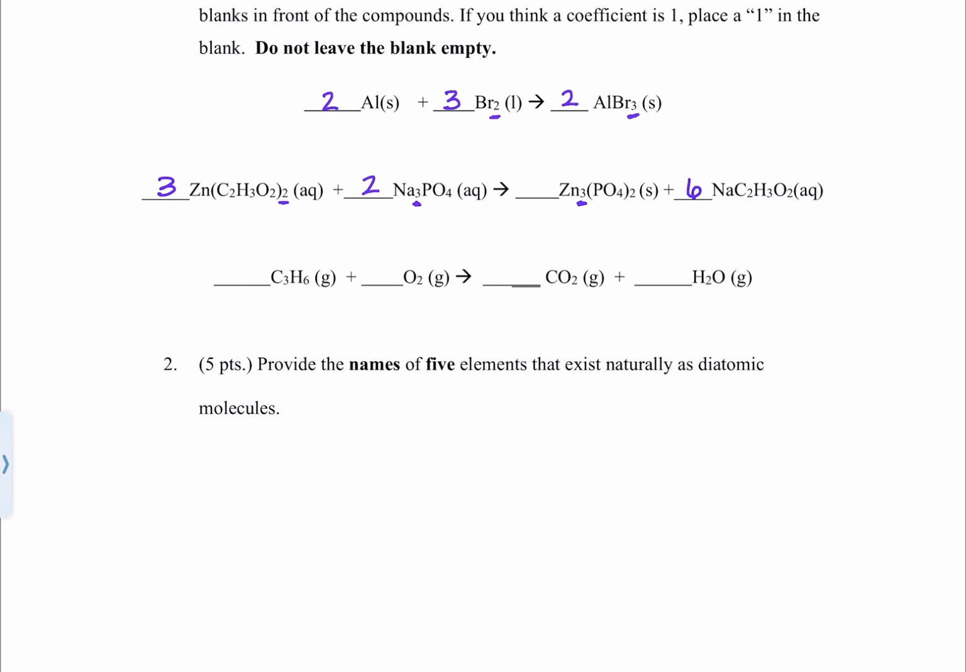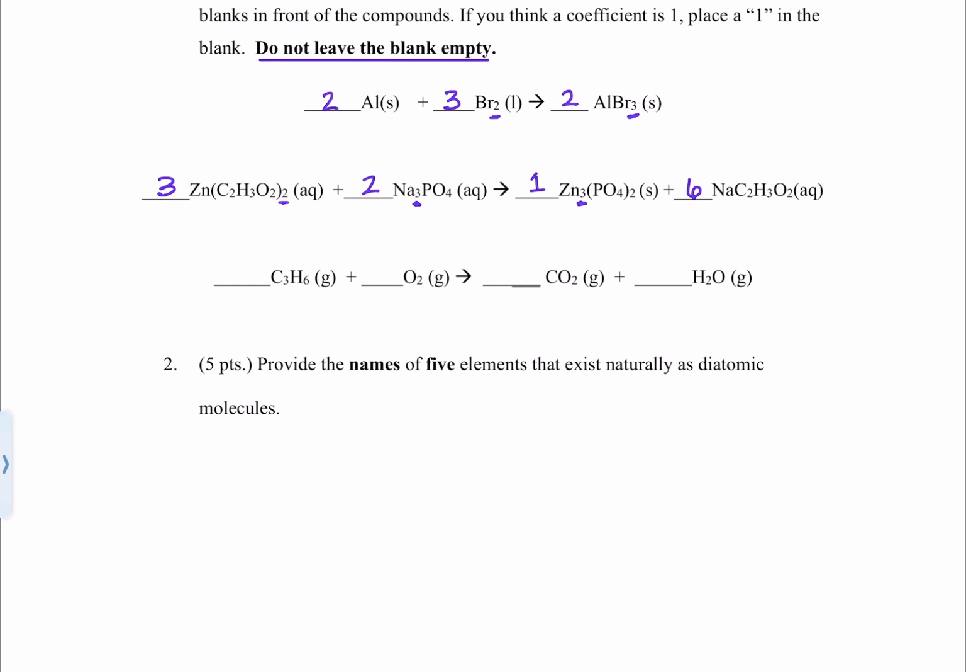Now that we have everything balanced and all of our atoms on either side of the equation are correct, make sure that you do not leave this space blank, even though you wouldn't typically write a 1. For your exam, you need to make sure you fill in this blank and write a 1 as a coefficient. It's written on this quiz and it's written on your exam as well that you should not be leaving any blank empty.